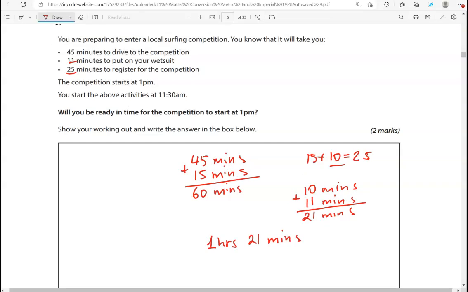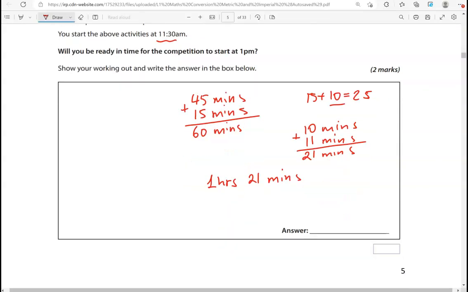If starting the activities at 11:30 a.m., add 1 hour, that gives us 12:30 p.m. Add 21 minutes, that will give us 12:51 p.m. which is before 1 p.m. So will you be ready in time for the competition to start at 1 p.m? The answer is yes.